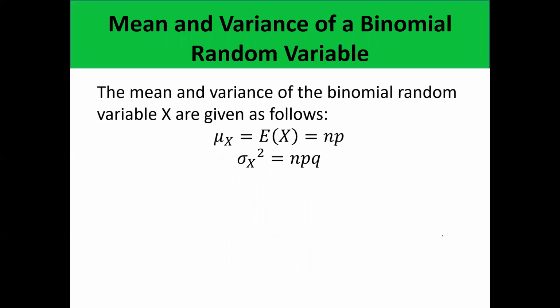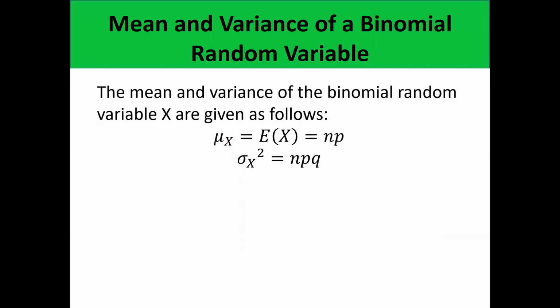Now, since this binomial distribution is defined from a binomial random variable, then we can also define the mean of the binomial random variable and the variance of the binomial random variable. So we shall have a special formula for this because the binomial random variable or the binomial distribution is a special type of a discrete probability distribution.